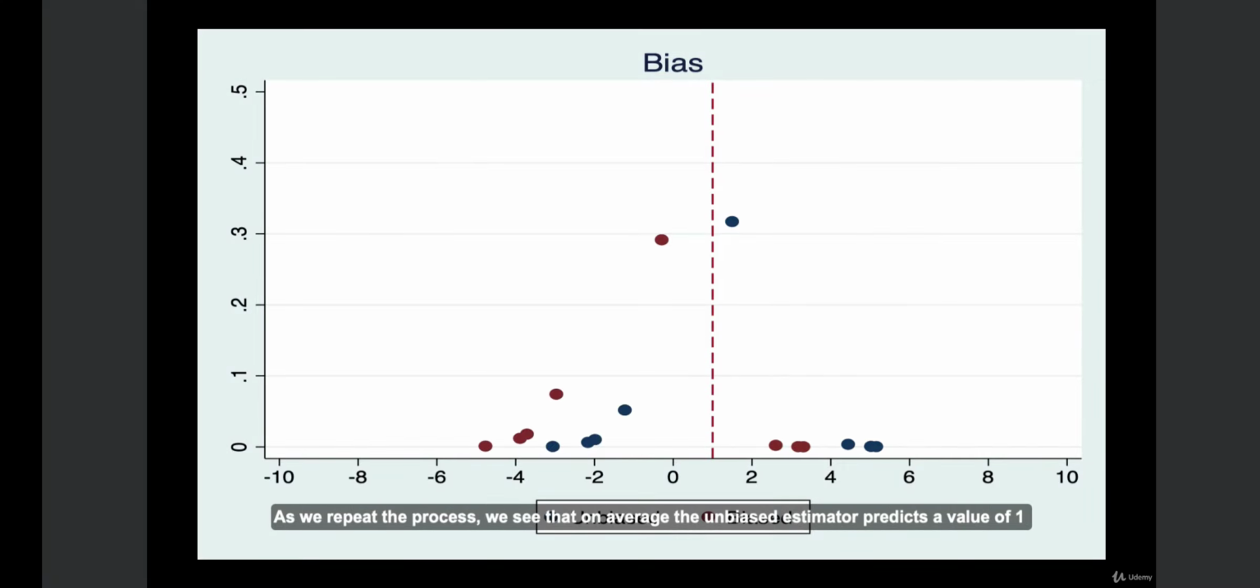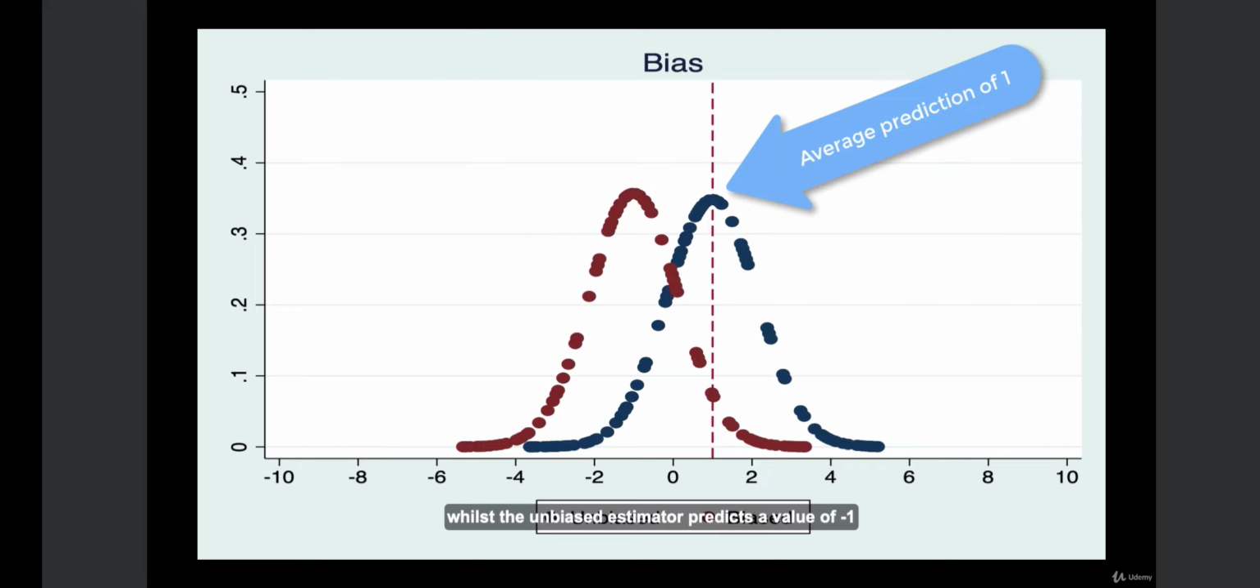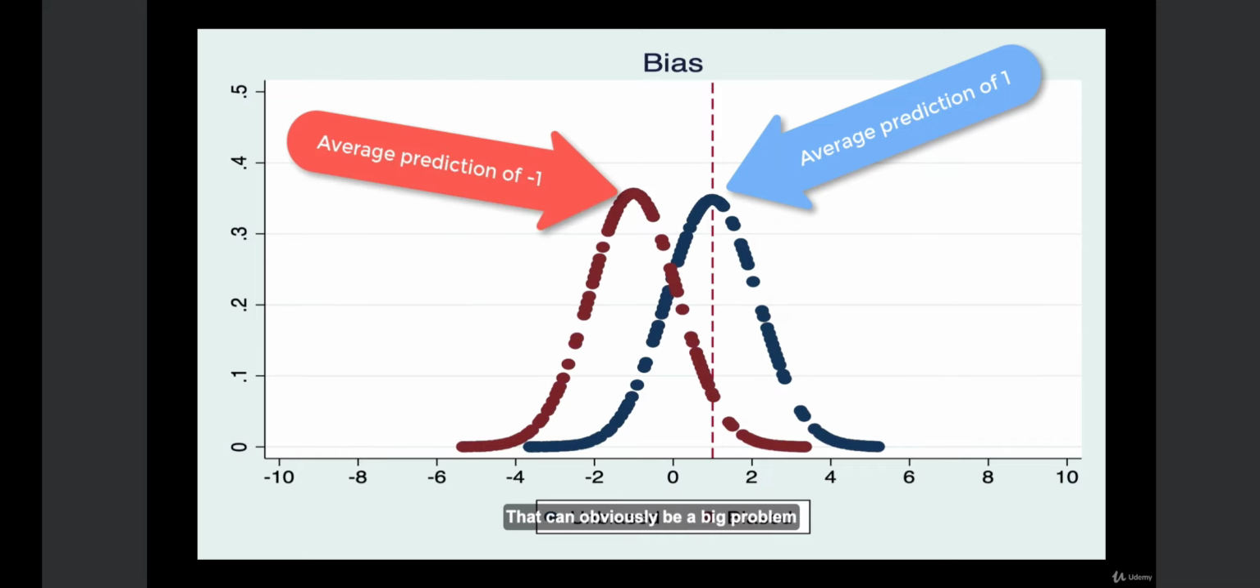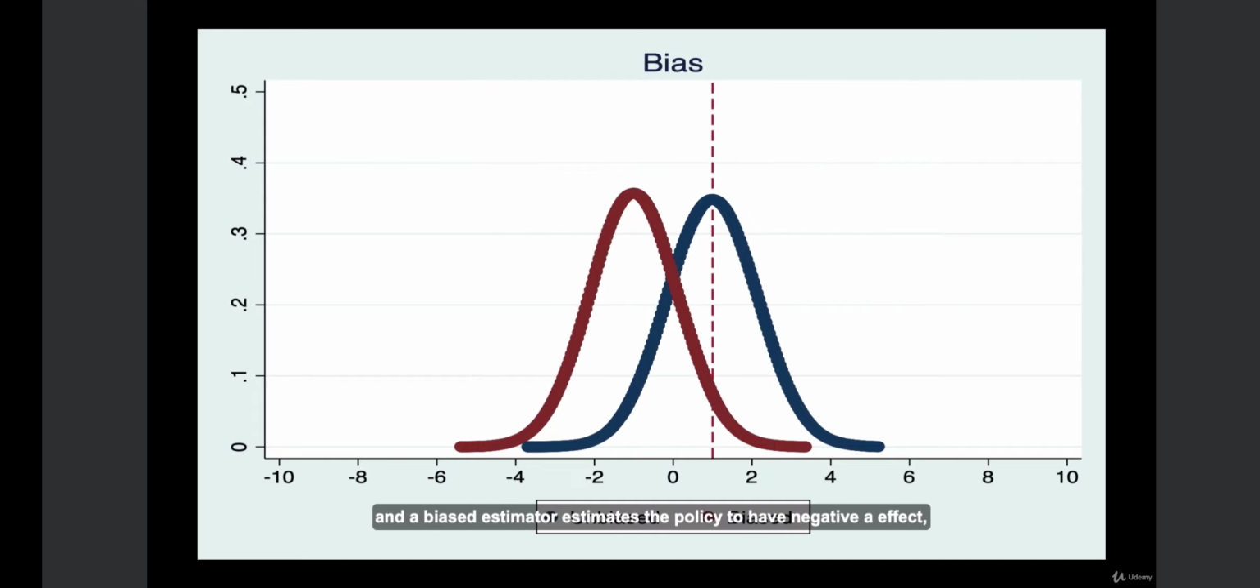As we repeat the process, we see that on average, the unbiased estimator starts to predict a value of 1, whilst the biased estimator predicts a value of -1. That can obviously be a big problem. For example, the objective might be to perform a policy evaluation, and a biased estimator estimates the policy to have a negative effect, whilst in reality it might actually have positive effects.